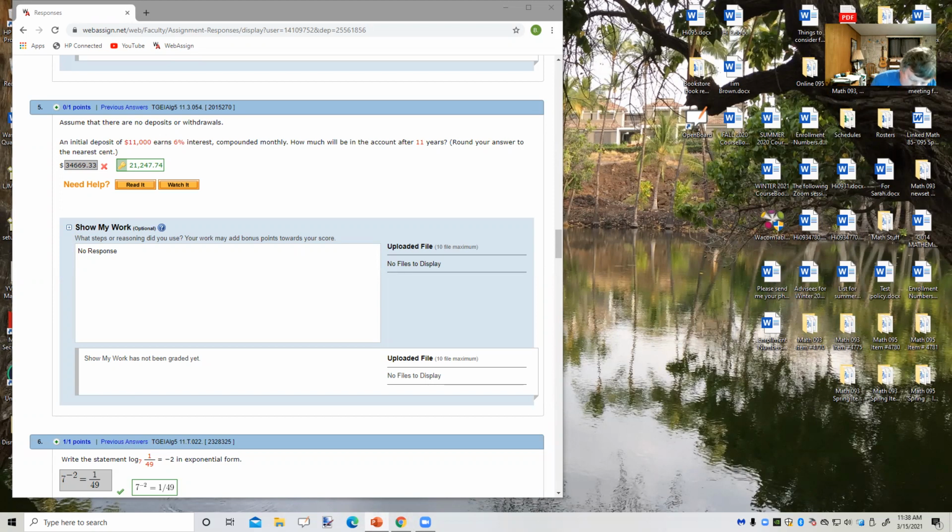The initial deposit, P, is $11,000. The interest rate, r, is 6%, or as a decimal, 0.06. Compounded monthly, so k is 12. How much will be in the account after 11 years? The time is 11 years, and A, the final amount, is what we're trying to determine. And we're going to round to the nearest cent, which is typical in answers involving money.